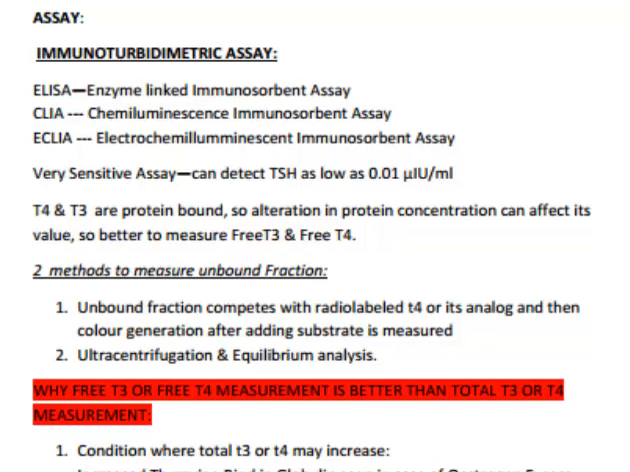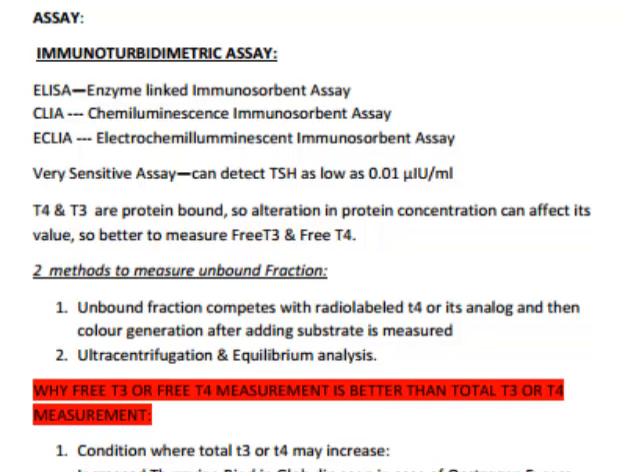The methods for T4 assessment are such that one is the unbound fraction of thyroxine, T4, in blood competes with radiolabeled T4 or its analog, and it is measured by immunoassay. Another one is ultracentrifugation or equilibrium analysis. But of these two, the first assay is the easiest, so that's why it is most commonly used.